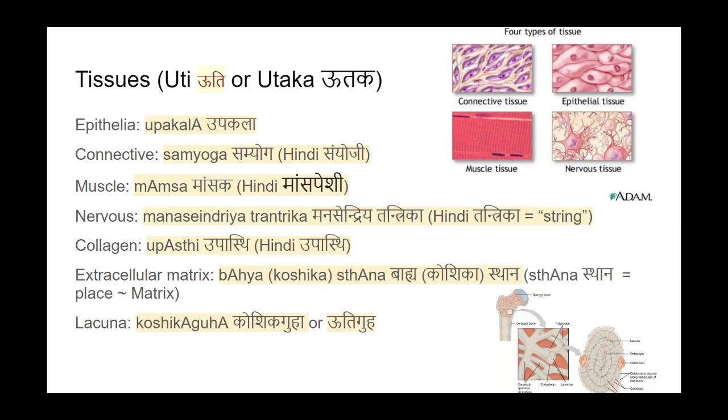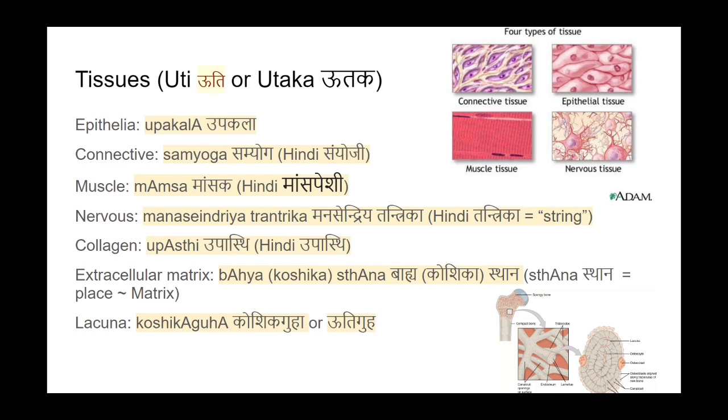Now let's change the subject a bit. Tissues, which in Sanskrit is uti, but Hindi uses a similar word, utaka. So Hindi has actually coined words for a lot of these terms, but I'm just going to Sanskritize them and improve upon it wherever possible. So epithelia is called upakala, which I do not know the etymology of. Connective is already coined as samyoga. Muscle is the meat or mamsaka. So Hindi uses mamsa preshi, which is similar.